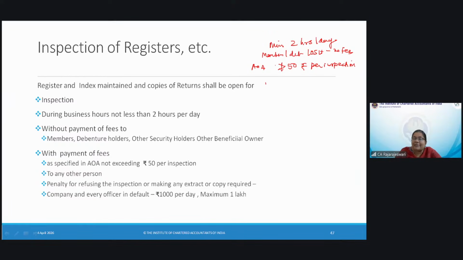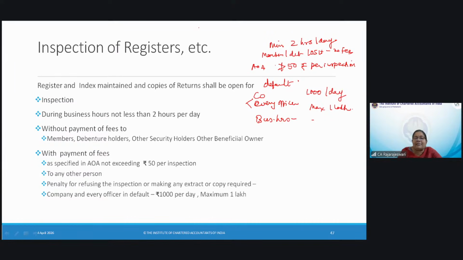Suppose the company has made a default, it has not allowed for inspection, then company and every officer in default is liable for 1,000 per day. The maximum is 1 lakh. So during business hours, when I say business hours, where the company is open, that time will be the business hours. So during business hours of the company, it should be allowed for inspection.